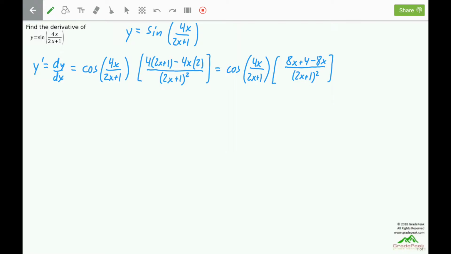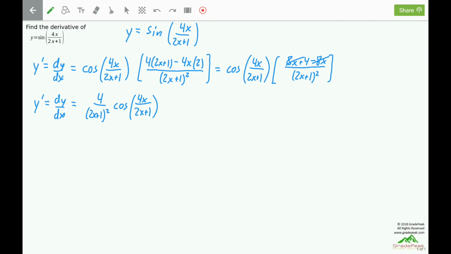We can now combine like terms together in the numerator, and well, the 8x and the negative 8x will cancel, and I'll be left with just a positive 4 over the 2x plus 1 squared. I'm going to write that in front of the trig function. It's customary to have power functions written first, and I will have 4 over the 2x plus 1 quantity squared, and then times the cosine of 4x over 2x plus 1.